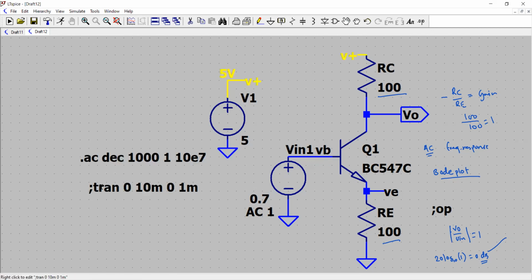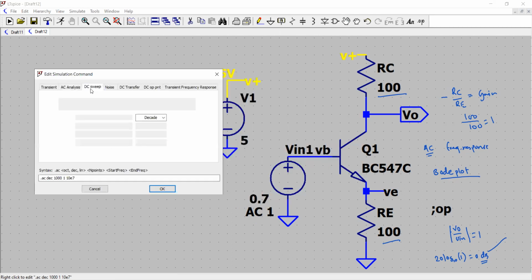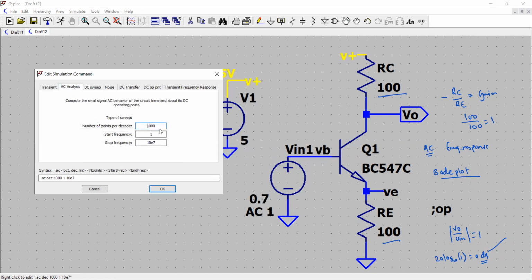Transient analysis has been disabled by this particular symbol, and AC analysis has been introduced. So right click on the AC. What I have done is I chose the AC analysis right here.